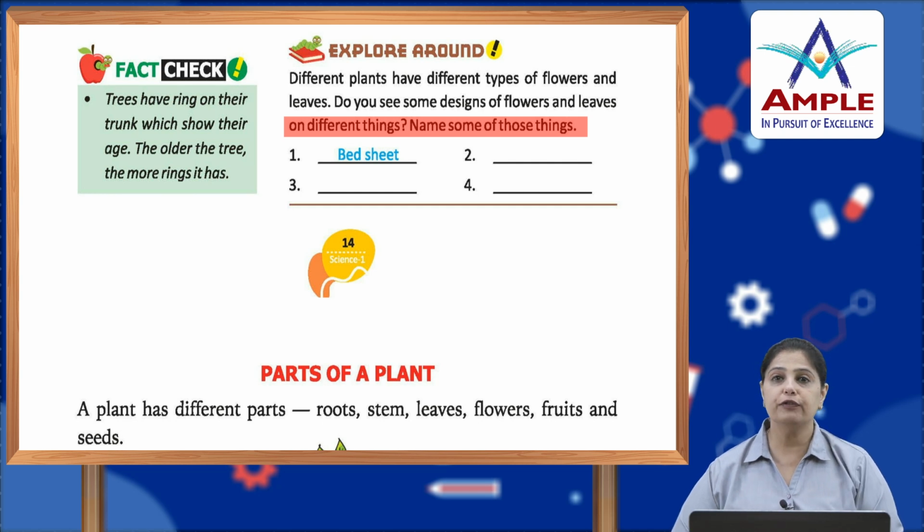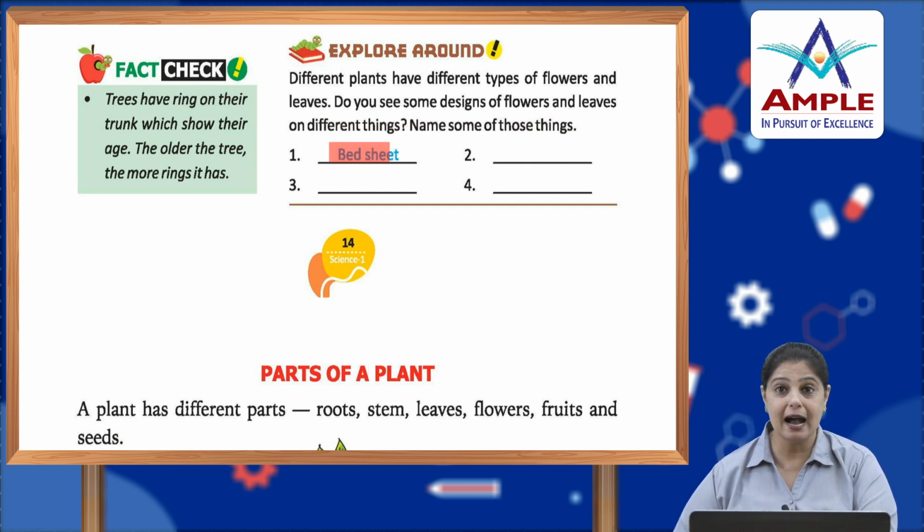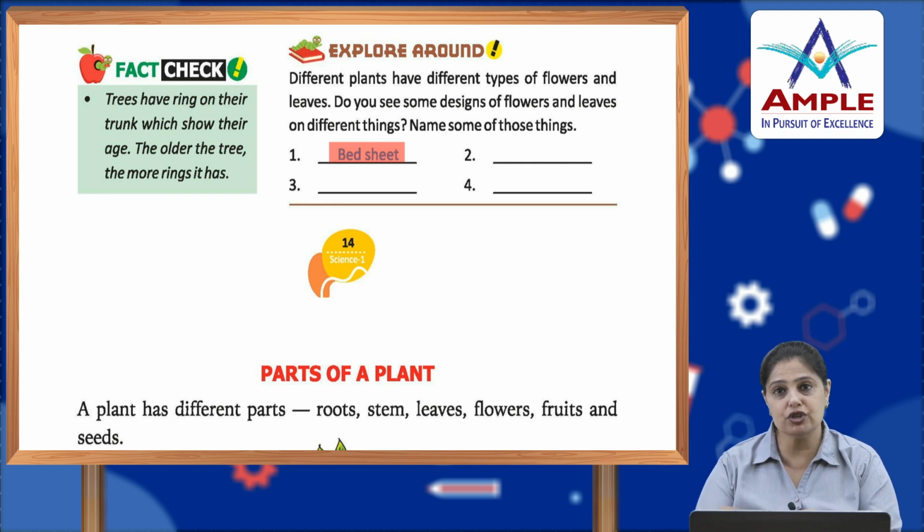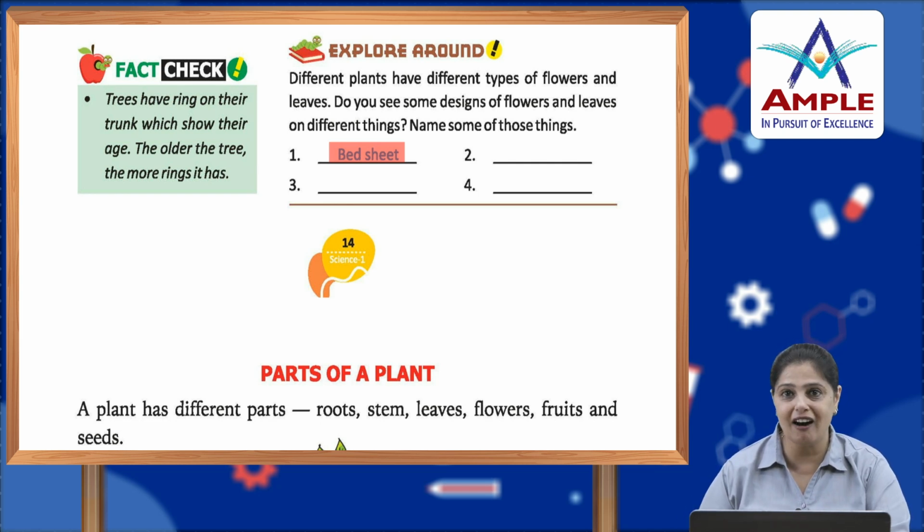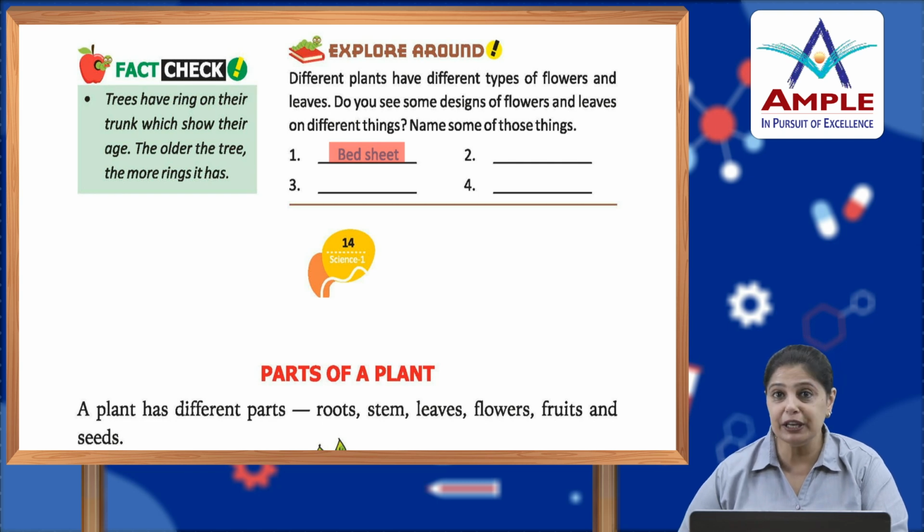Okay, so all these floral designs and leaves, we see these designs on different things. For example, you may have a bed sheet with a design of flowers and leaves. What are the other things? The other things can be your clothes, the shirt you wear or maybe a dress. It can be curtains or anything, symbolizing a painting. So these are different places where we use the designs of flowers or leaves, because they are really very beautiful.